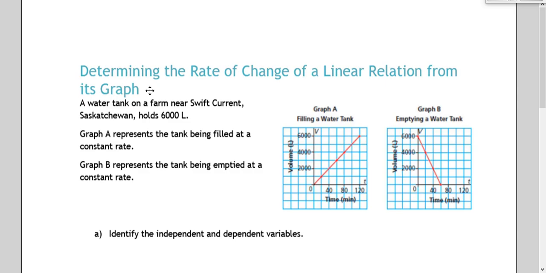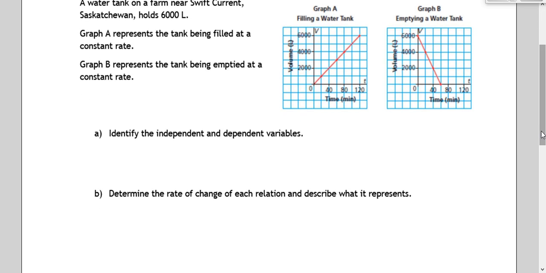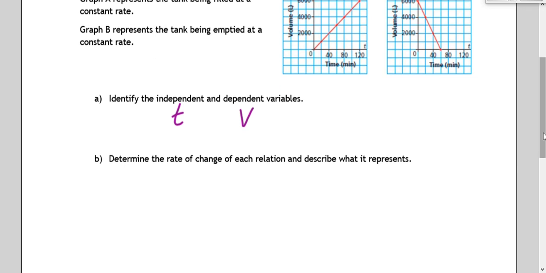Now we are going to determine the rate of change of a linear relation from its graph. A water tank on a farm near Swift Current, Saskatchewan holds 60,000 liters. Graph A represents the tank being filled, and graph B represents the tank being emptied. So the independent variable that we are looking at here is time, and the dependent is volume. Determine the rate of change of each relation to describe what it means.